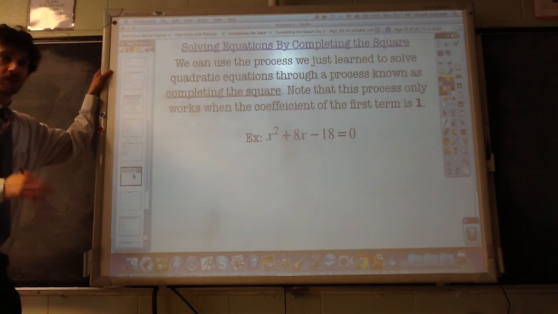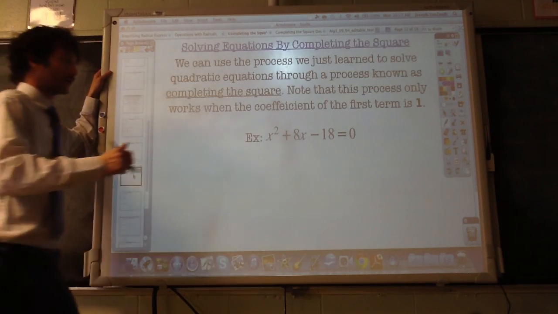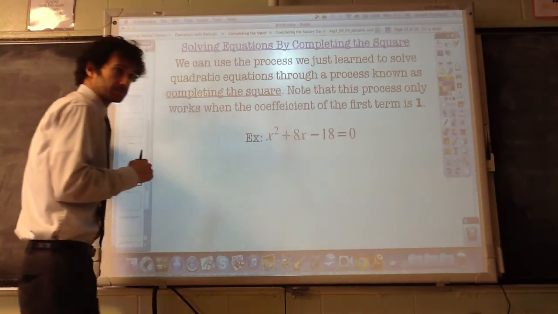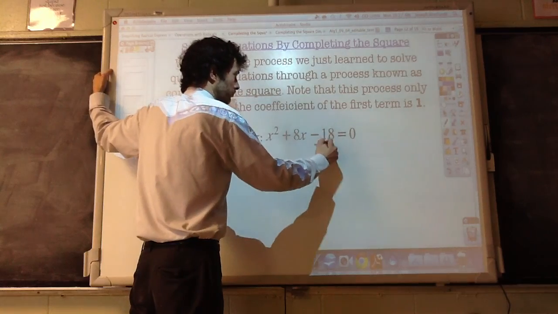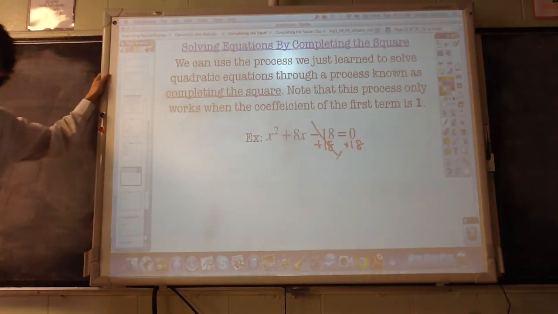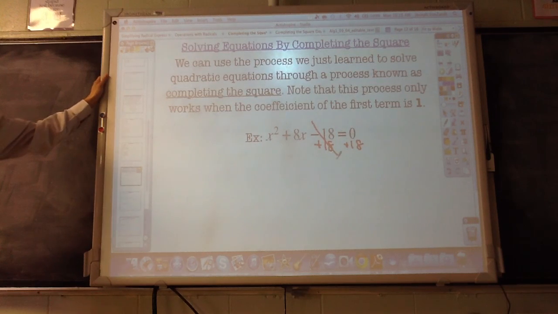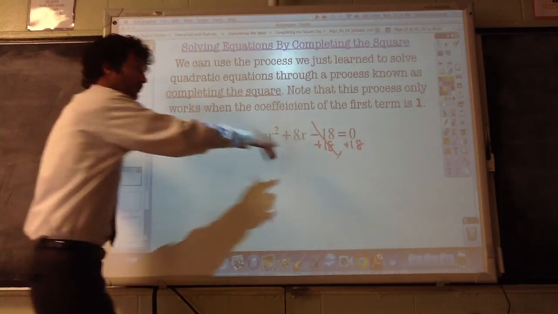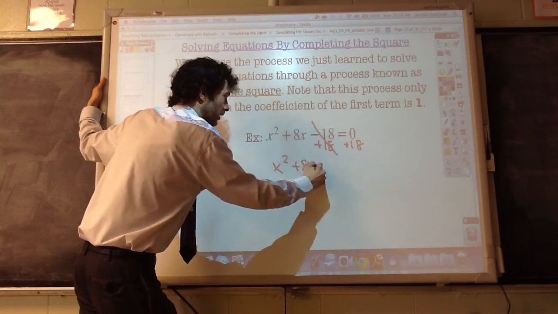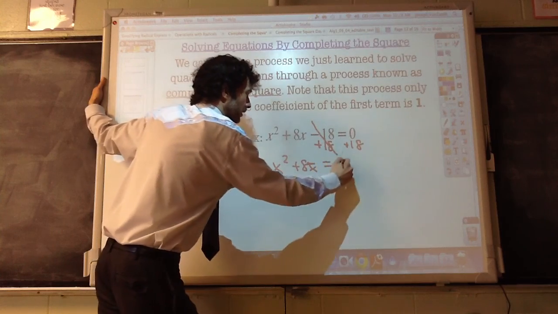Okay, the very first step is to take whatever constant you've got here and move it to the other side. So my very first step would be to add 18 to both sides. That's the opposite of what we've normally been doing, because normally we're trying to make sure we have a 0, right? And with this method, we don't want this 0. We need to move this over. Okay, so x squared plus 8x equals 18.